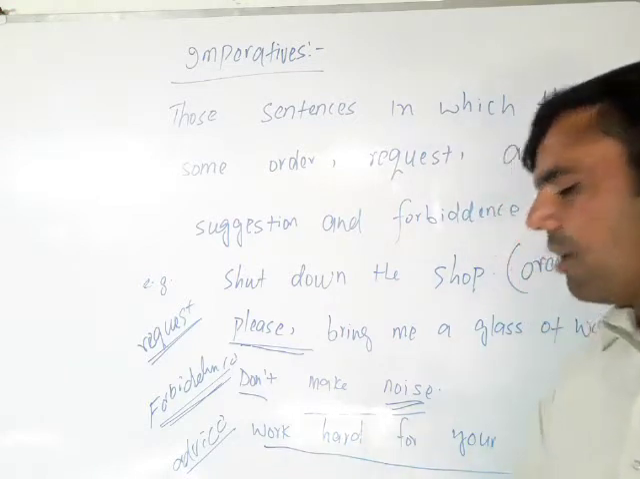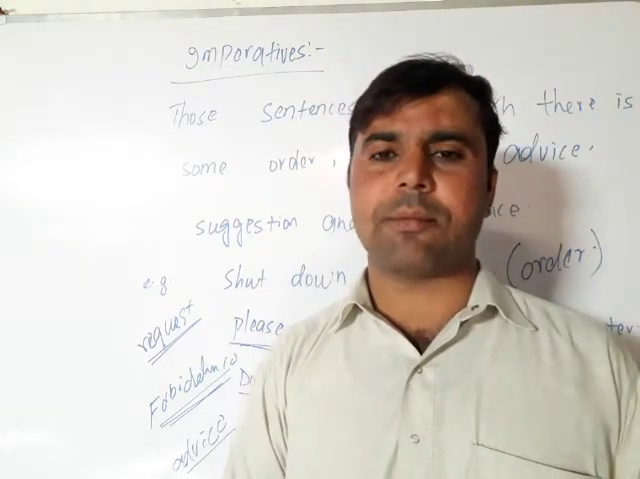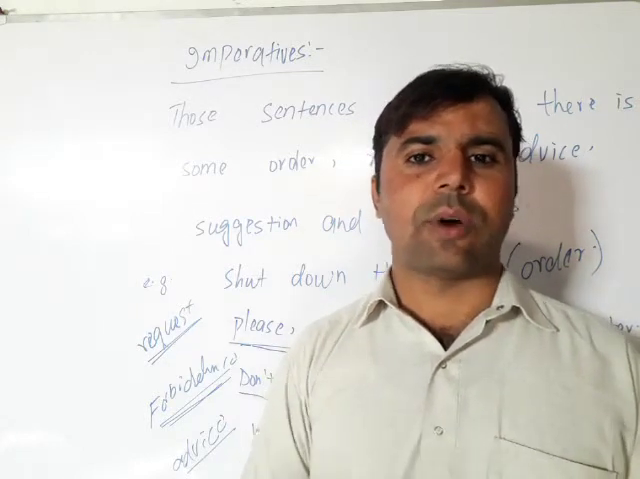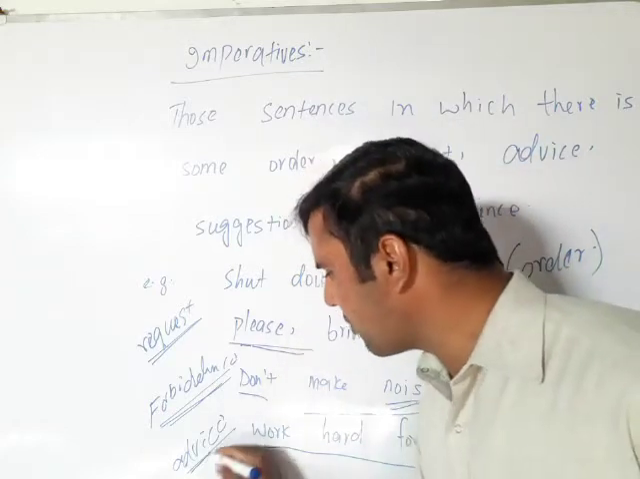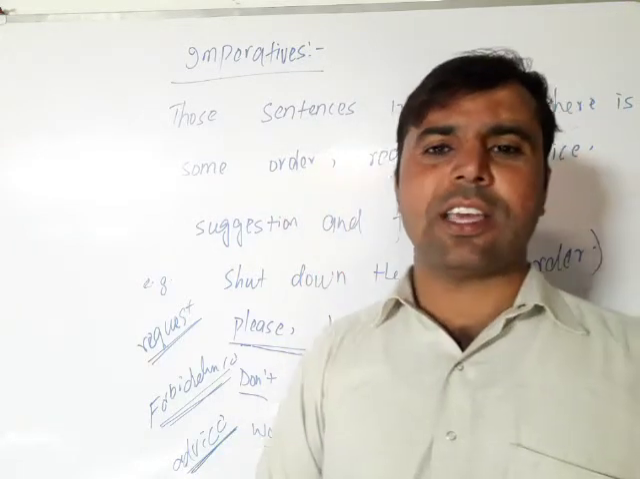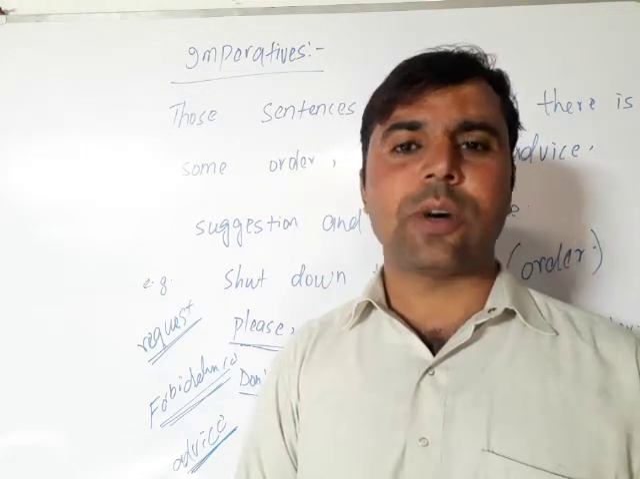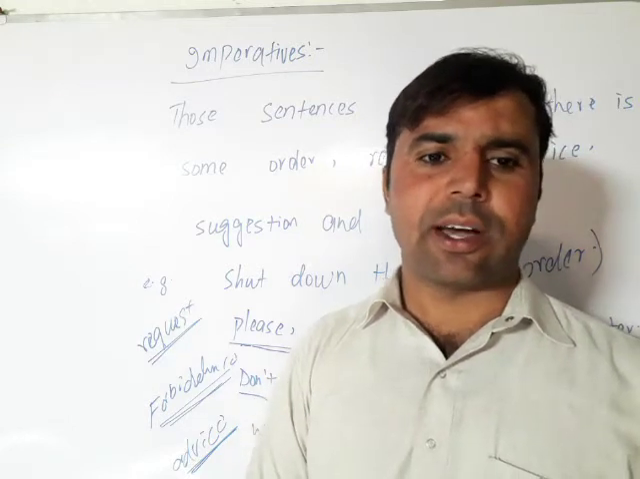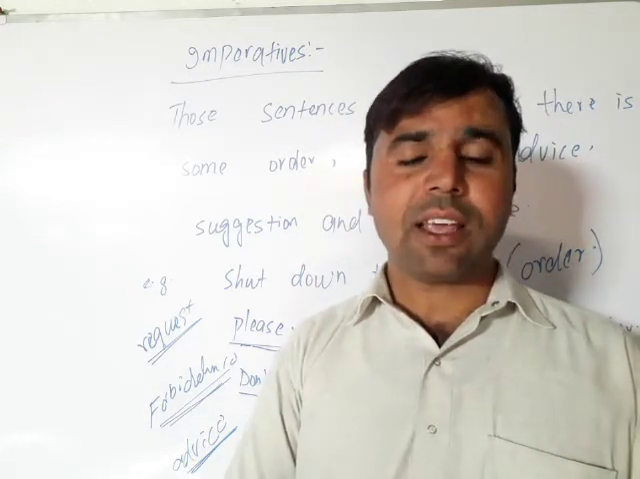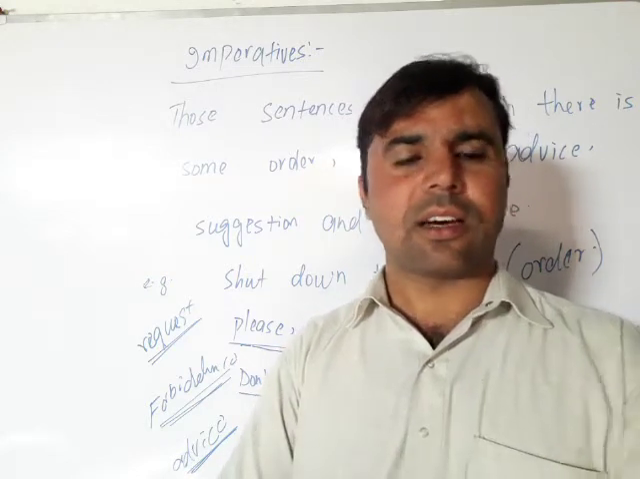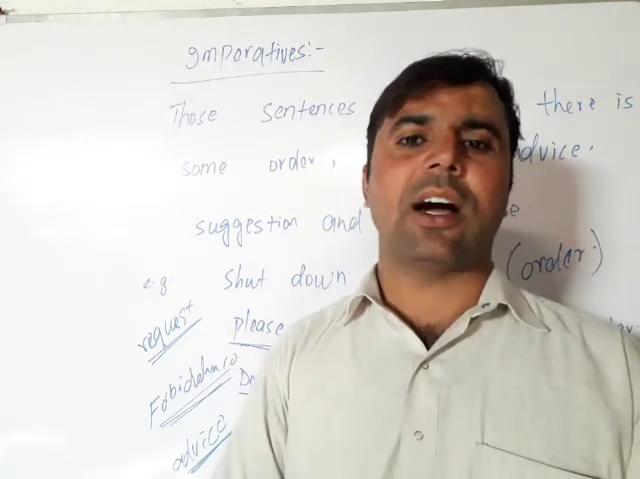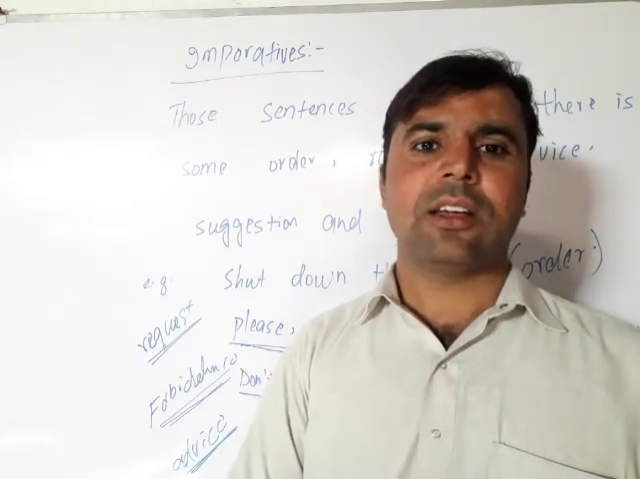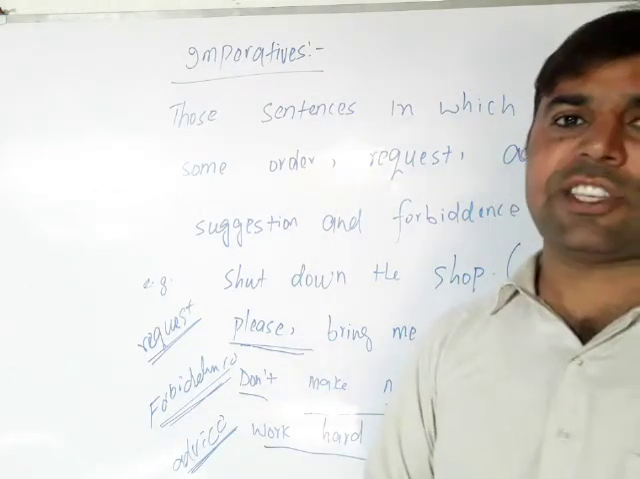Again, work hard for your exam. If we look at this example, we notice that it again is an imperative sentence. Why? Because there is a piece of advice. Someone is advising someone to work hard for the exam or to prepare well for the exam. So there is a piece of advice. So simply speaking, whenever we have a sentence in which there is either a request, or an order, or a piece of advice, or a suggestion, or a forbiddance of a work, we will name it an imperative sentence.